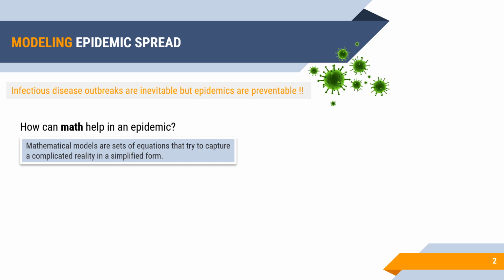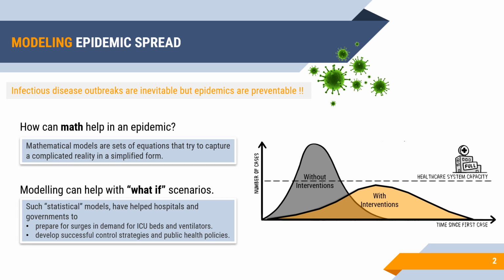The onset of the COVID-19 pandemic has brought new attention to the models of infectious diseases. These models are basically a set of equations that capture the complex reality in a simplified form. It is true that no equation can encompass all reality, but the idea is to capture enough of it to improve our ability to understand and predict. Such statistical models help us understand how diseases spread and predict what will happen in future.